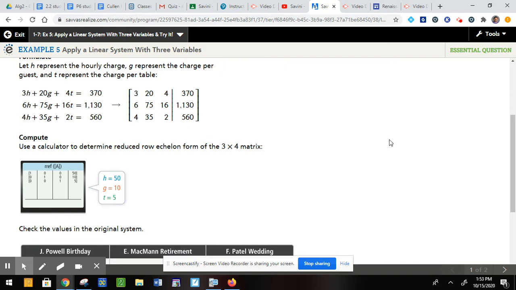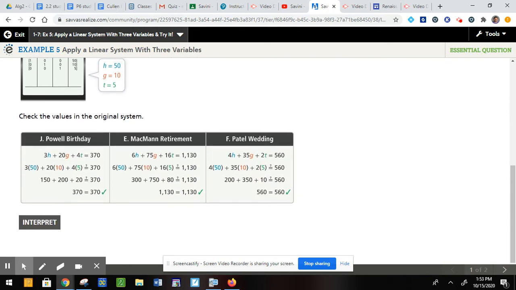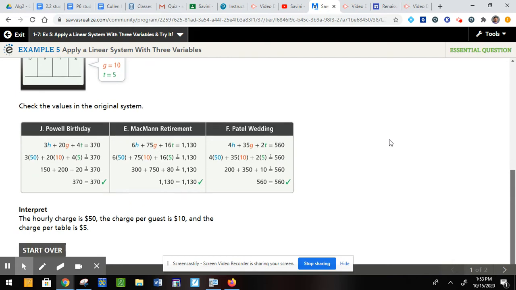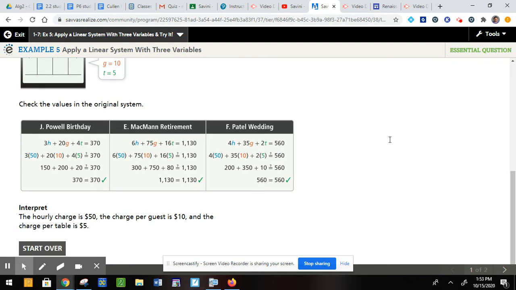Again, input that matrix into the calculator, run the reduced row echelon form function, and it creates that h is 50, g is 10, t is 5. So we can check that by substituting those numbers into each equation. They all check out. And the way you interpret that is it's $50 per hour, $10 per guest, and then $5 per table.